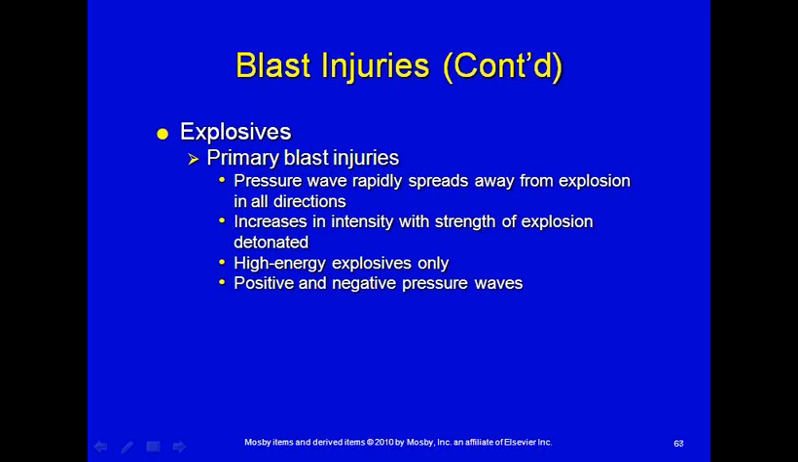There are 4 types of blast injuries that you're going to deal with. The primary blast injury is the result of the pressure wave rapidly spreading away from the explosion in all directions. It increases intensity with strength of the explosion detonated. We see it with high energy explosives, and these positive and negative pressure waves are going to compress any gas-filled pockets in your body.